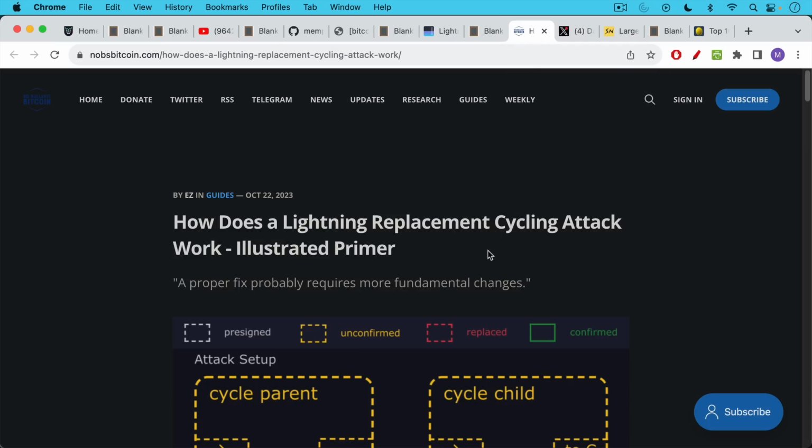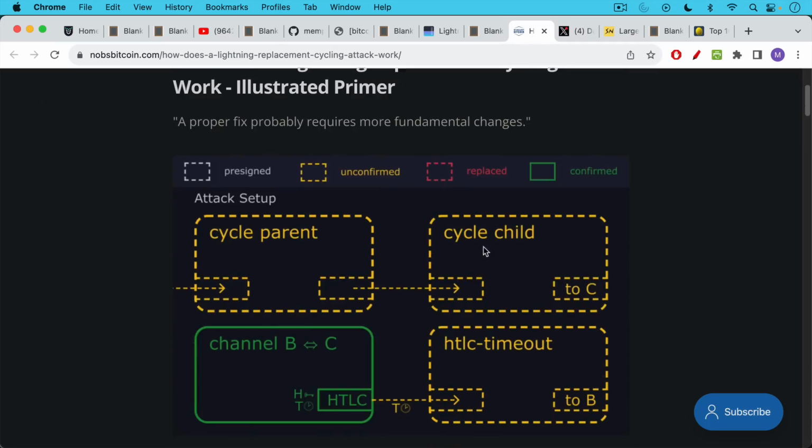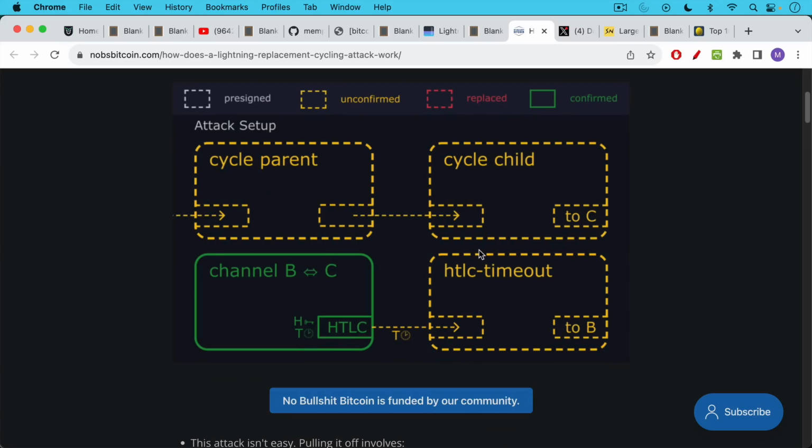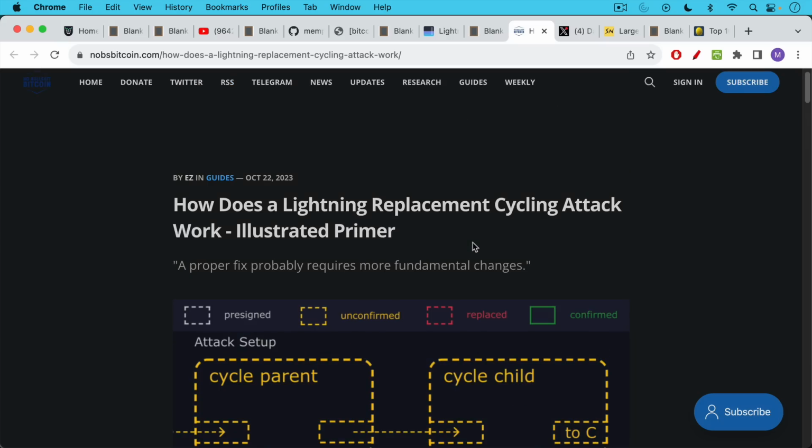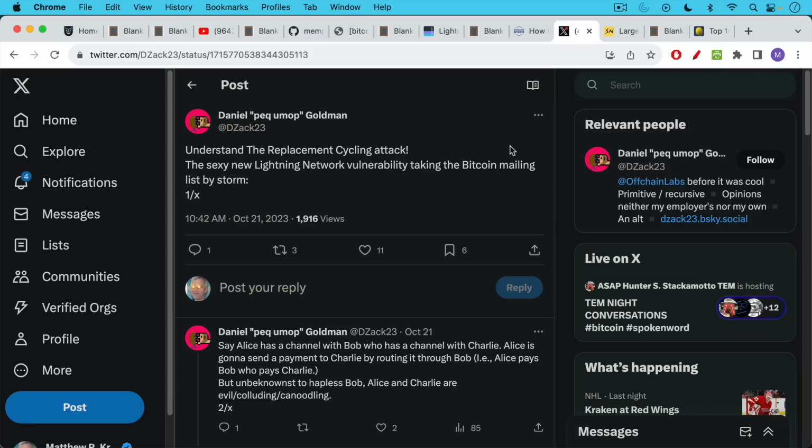If you want to read more about exactly how a Lightning replacement cycling attack works, I thought of going through this, but it's quite complicated. And even having read it a few times, it's hard for me to decide whether this is a real threat to the Lightning Network. But I'll link to this in the description notes below so you can read about it. Also, Daniel Goldman here did a great example and walkthrough.